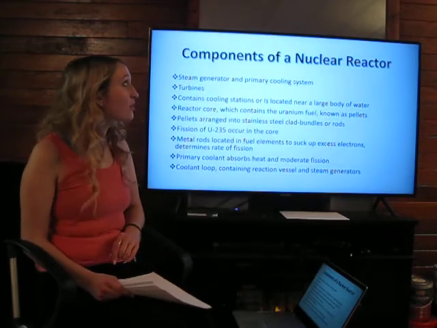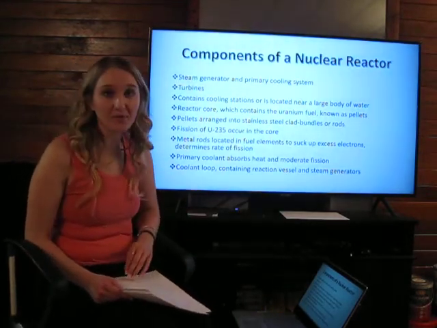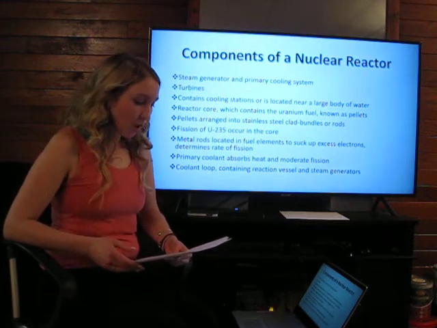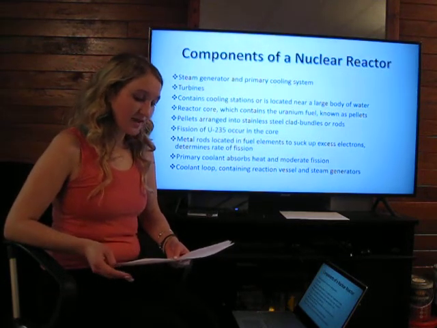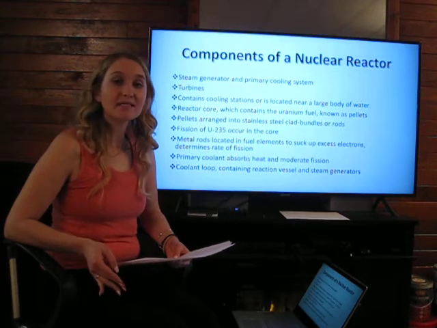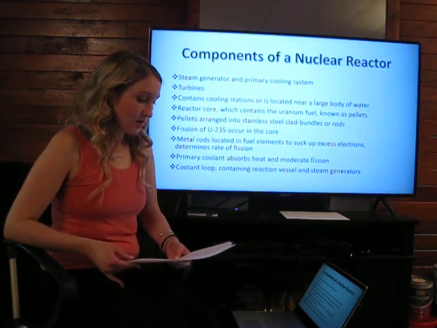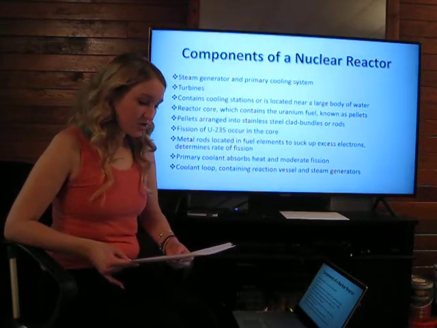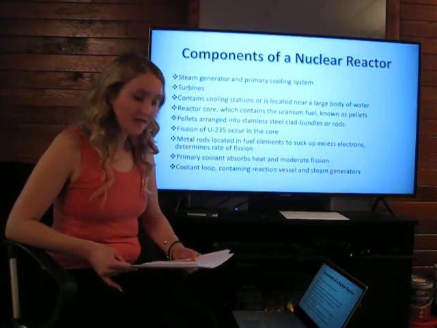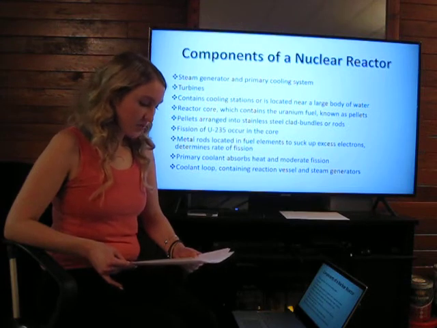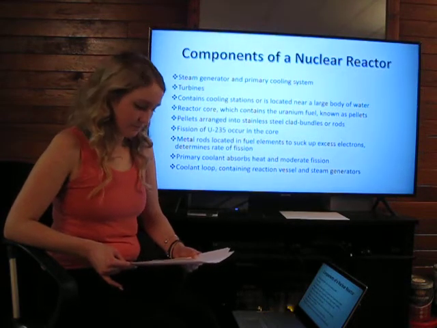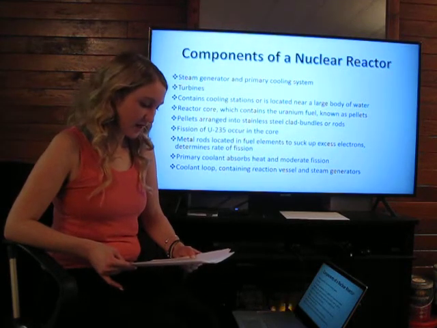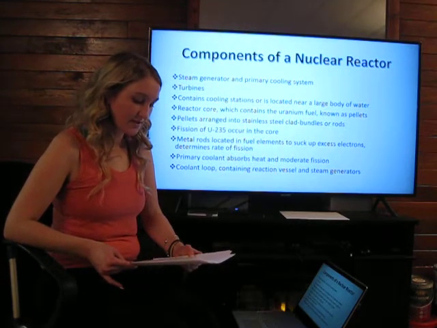Now we're going to talk about the components of nuclear reactors. In a power station, one or more steam generators and the primary cooling system are in a steel vessel inside a dome-shaped containment building. The turbines, which are non-nuclear, run the electric generator, as well as the secondary cooling system. This non-nuclear portion is connected to something that removes excess heat from the coolants.